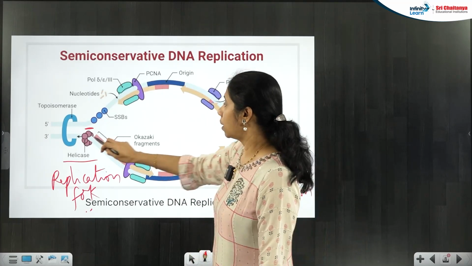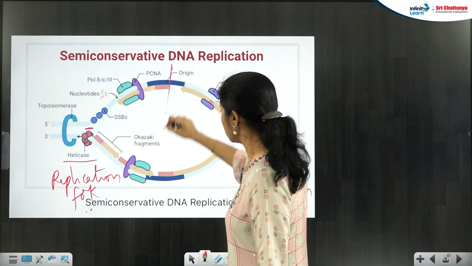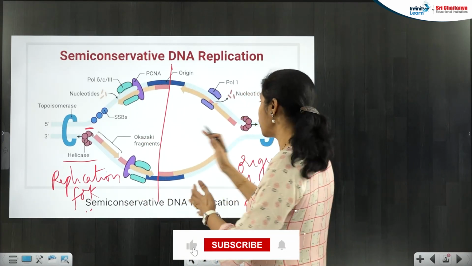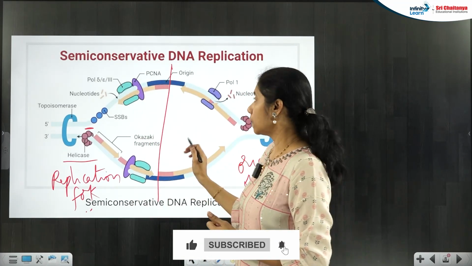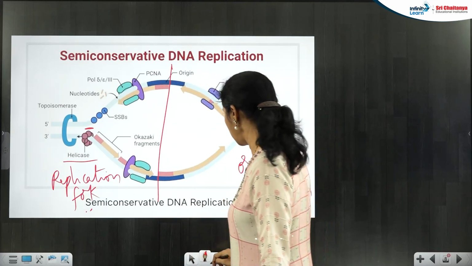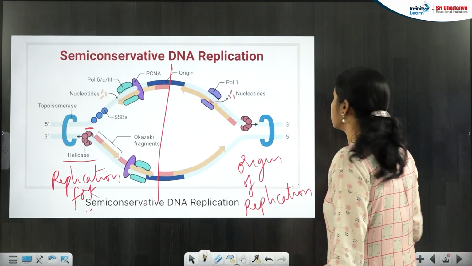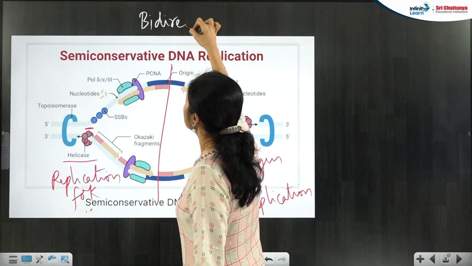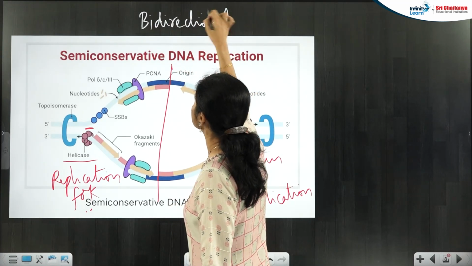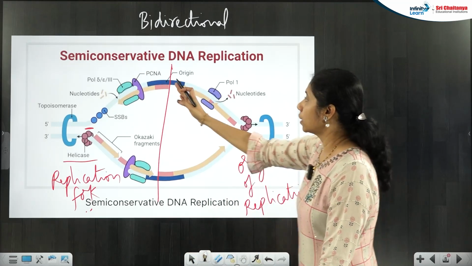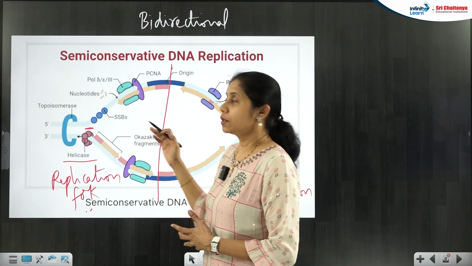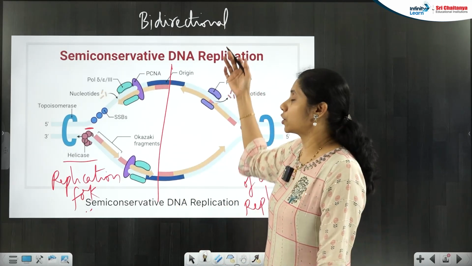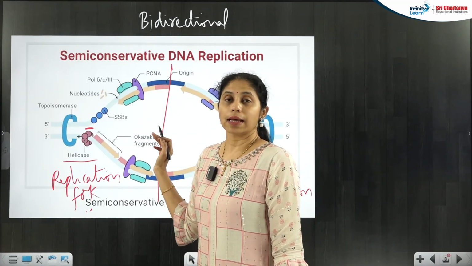You can imagine that helicases are going like this, and here this is the midpoint. You can see it is going in one direction, and in the opposite direction also it is happening. Because of this, the semi-conservative DNA replication is bidirectional. It happens in both directions. If you take half the DNA, it is going in two directions, and if you take the total DNA also, it is happening in two directions. So, bidirectional replication of DNA is happening.